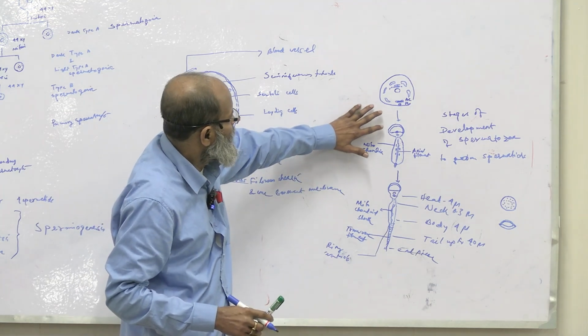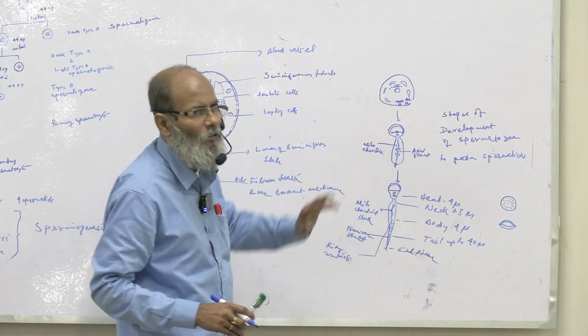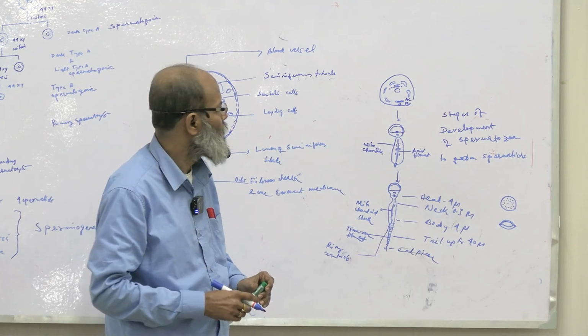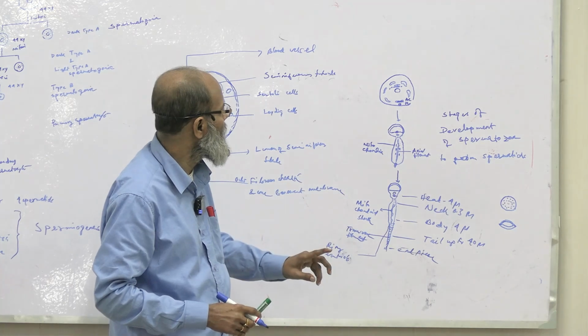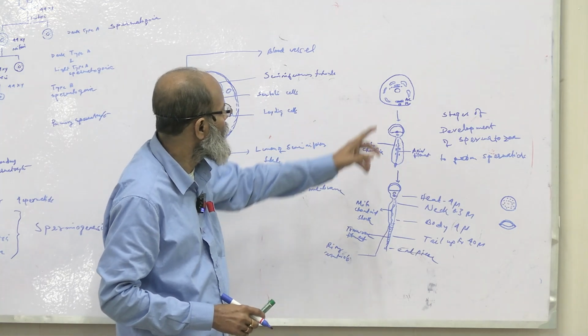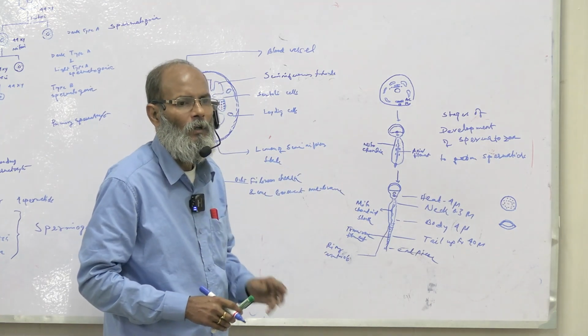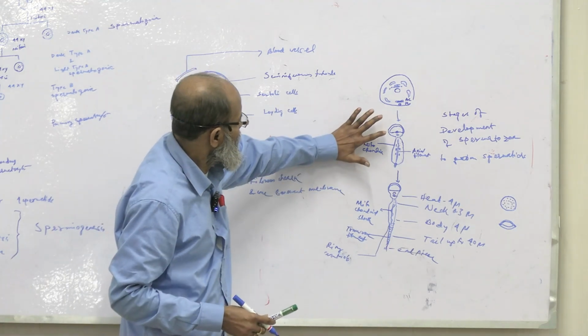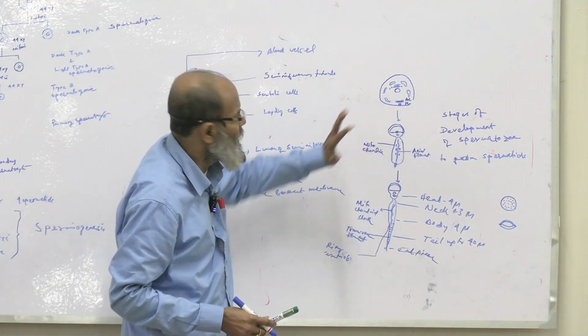This is the head cap, and at the neck region there are two centrioles. One is called the anterior centriole and another is called the posterior centriole. The anterior centriole gives rise to the axial filament.